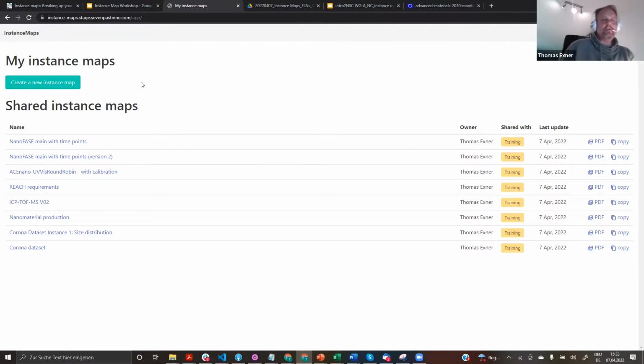When you log in, you will see more or less the same screen. Everyone who came to this training is shown here as shared with training. Therefore, this is what you will see. At the moment, I'm the only person who is sharing something, but if anybody starts to create their instances, then they will also see what happens.